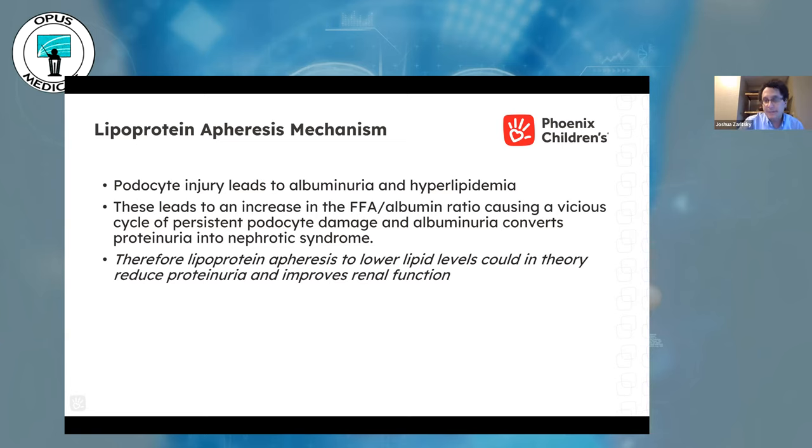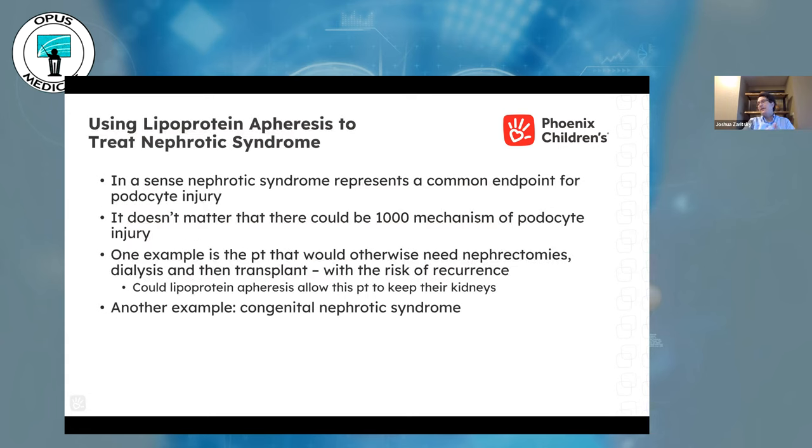And so they propose in this paper that maybe the reason lipoprotein apheresis works is by turning off that vicious cycle. You could improve renal function and allow the podocyte to recover from whatever injury it had initially received. Now, obviously, it doesn't explain every cause of FSGS, but maybe a large number.